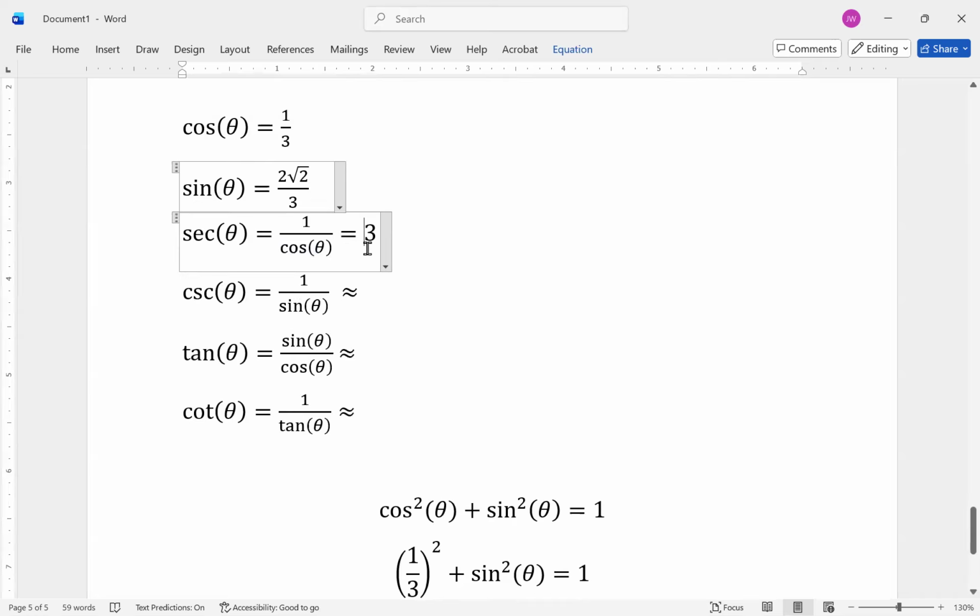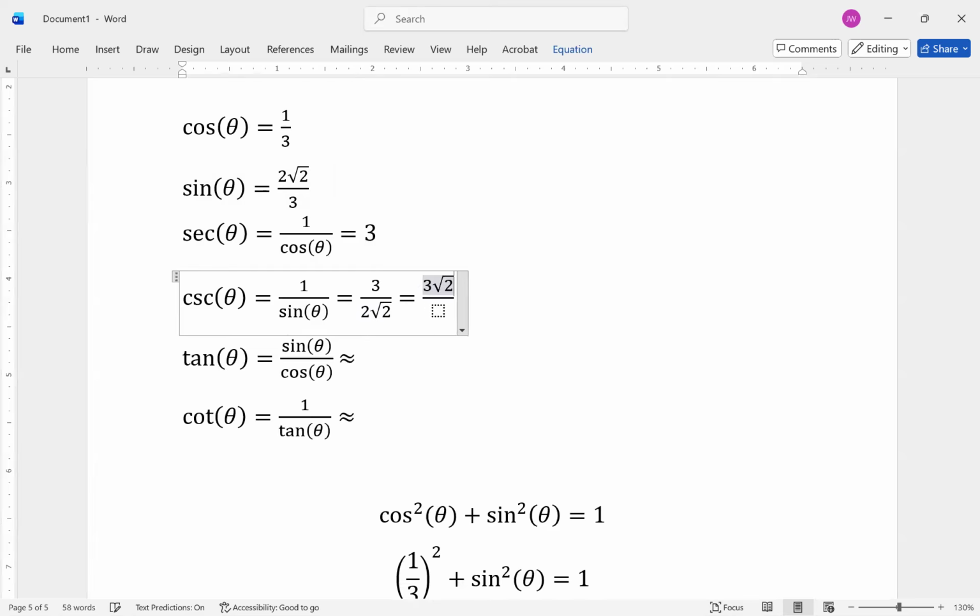I already was given secant, that was a 3, so cosine was 1/3. Cosecant is going to be the reciprocal of sine, so that's going to be 3 divided by 2 root 2. If you multiply top and bottom by the square root of 2, you end up getting an exact value of 3 times the square root of 2 over 4. Again, that's when I multiply top and bottom by the square root of 2.